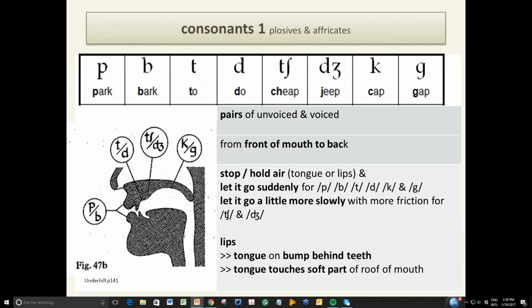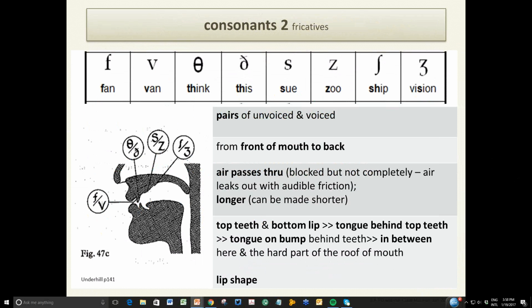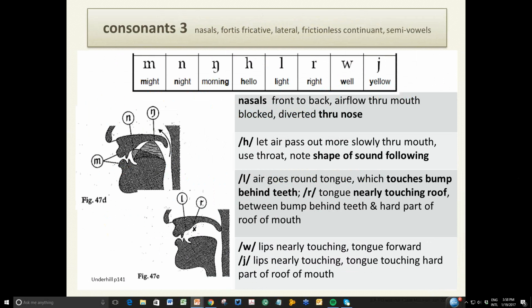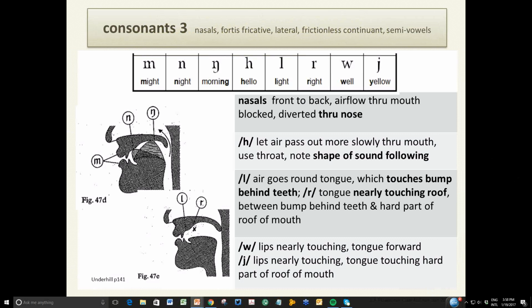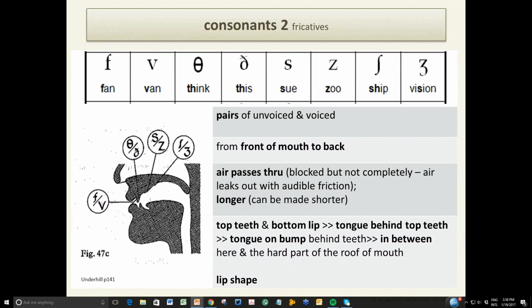Now the next row of the consonant sounds has some similarities in that they are also organised in unvoiced and voiced pairs. Okay, so let's try the f, and while you're feeling the voicing or the unvoicing voicing pairs, notice again from the front of the mouth to the back, but the way the air is passing through here, it's a bit like the air leaking out of a tyre. You're blocking it, but not completely. And the sounds are longer, though you can make them shorter. So for example, f, v, f.